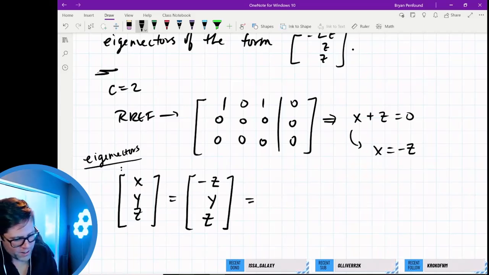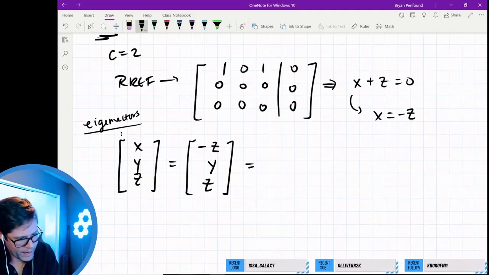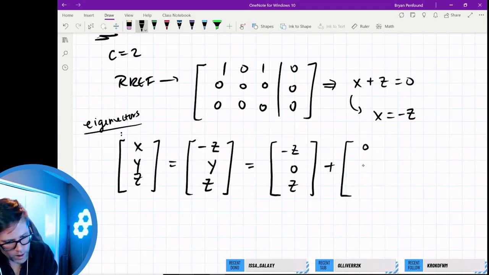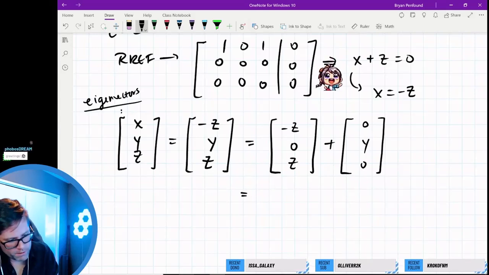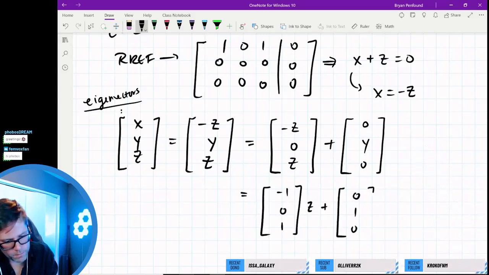So in this particular case, we can use properties in R3 to break this down a little bit, and we could say something like this. Let's take a look at all of the stuff that has a z in it, and let's add to that all of the stuff that has a y in it. We should be able to do this. And we should be able to factor out that z to get minus 1, 0, 1. And we should be able to factor out this y to get 0, 1, 0.